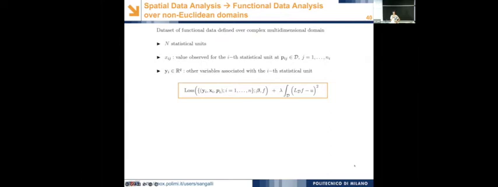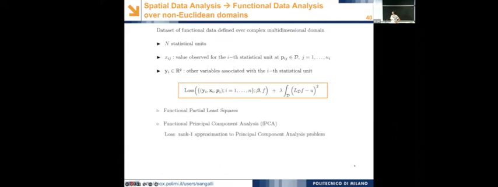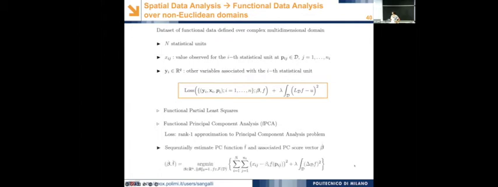And again, depending on the loss function, we are able to define different functional data analysis methods. So for instance, you can define functional partial least squares. You can define functional principal component analysis. I will discuss this last one in more detail, in which case the loss takes the form of a rank 1 approximation to a principal component analysis problem. In particular, you estimate sequentially the principal components and the associated scores, minimizing this least squares function.